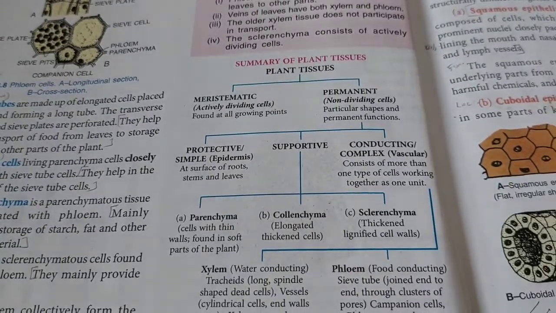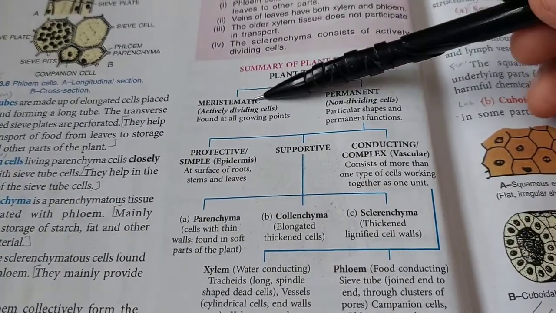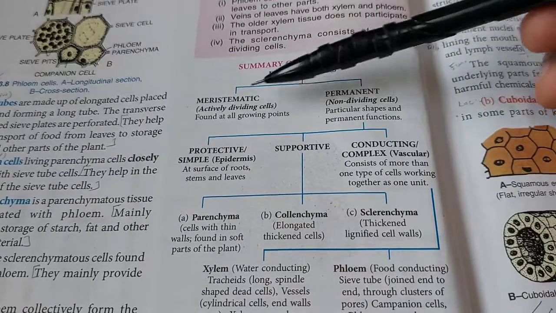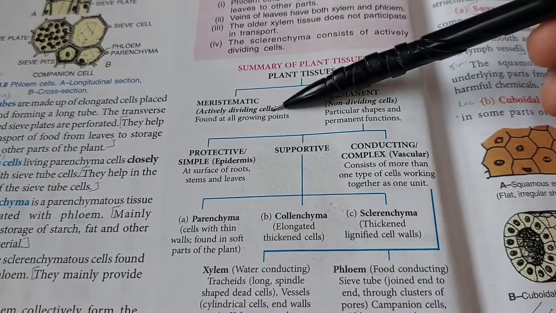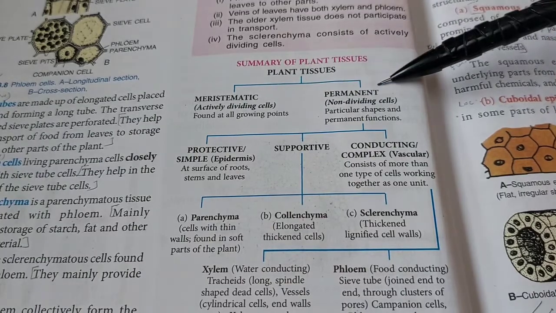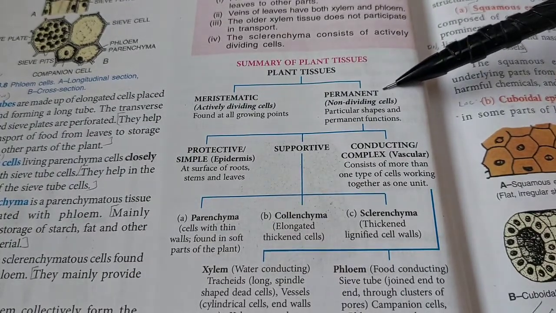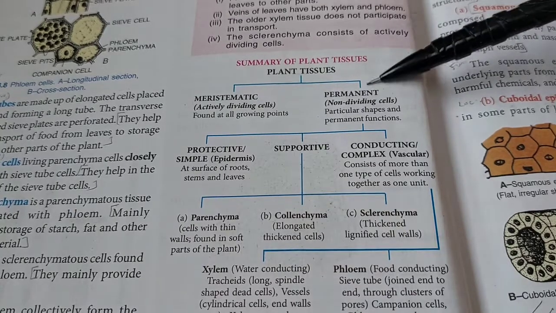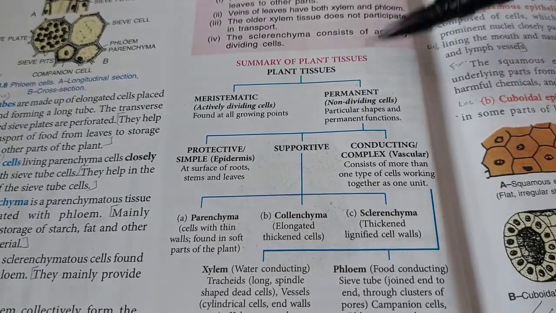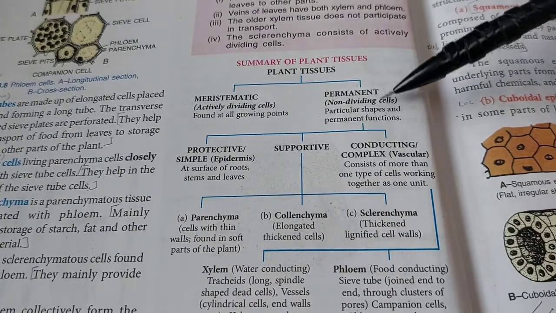We should start with this flow chart to know the summary of all the tissues of plants. Meristematic tissue are actively dividing. So they are found at all the growing points, the tip of the root and the shoot. Permanent tissue, they are non-dividing cells. They have lost the ability to divide and grow. So they are derived from meristematic tissue. They have particular shapes and permanent functions. That is why they are specialized.